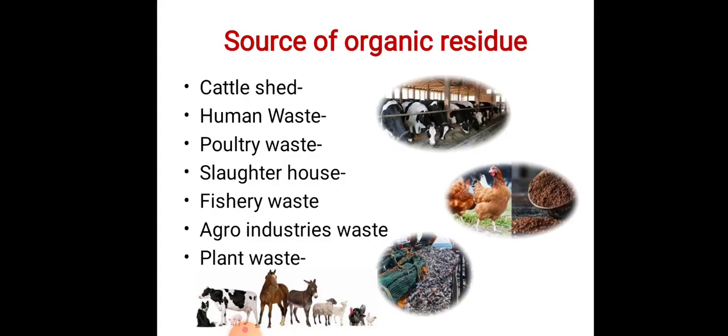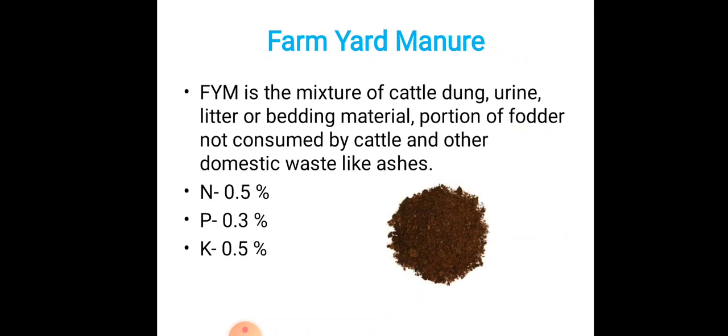Next point is sources of organic residue. These are the sources from which the organic matter is collected, such as cattle shed, human waste, poultry waste, slaughterhouse. From the slaughterhouse we get bone meal and blood meal. So specifically from the slaughterhouse we get the manures of animal origin. Then fishery waste, agro industry waste, plant waste. So these are the different sources. From these sources we get the organic residues, and from these organic residues we go for the formation of composting or manuring.